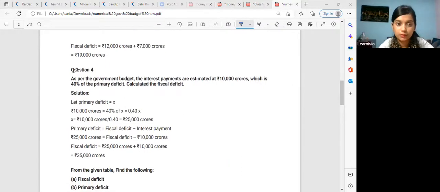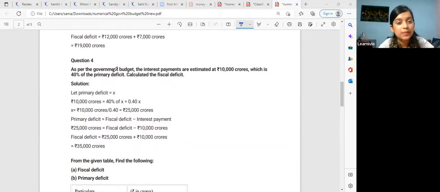Now question number 4. As per the government budget, the interest payment is this, which is 40% of the primary deficit. Calculate the fiscal deficit. This one is a little bit tricky and of a higher level. Over here, they haven't given you the exact value. They have given you 40% of primary deficit, and then you have to find the fiscal deficit.